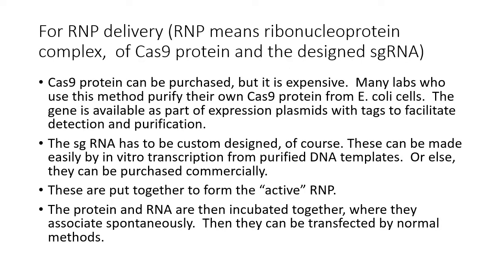So some people will purchase the Cas9 protein, but many labs will actually purify their own. Expression plasmids are available with tags, so it's not hard to purify that protein at all from E. coli. Of course, you need to design your guide RNA specific to your experiment, but those can be made in vitro. They can be commercially made for you, or else whatever. You can put them together, and they will associate to form a complex, which can be transfected by normal methods. So none of this is difficult.